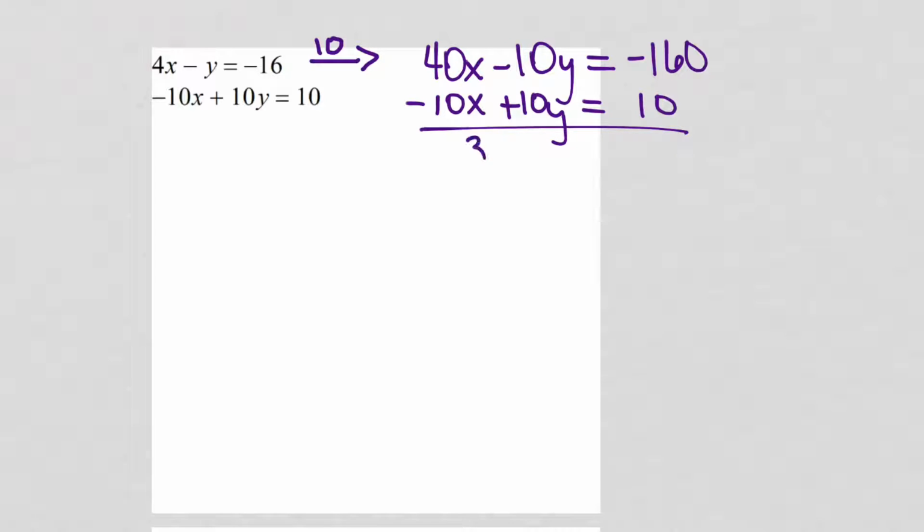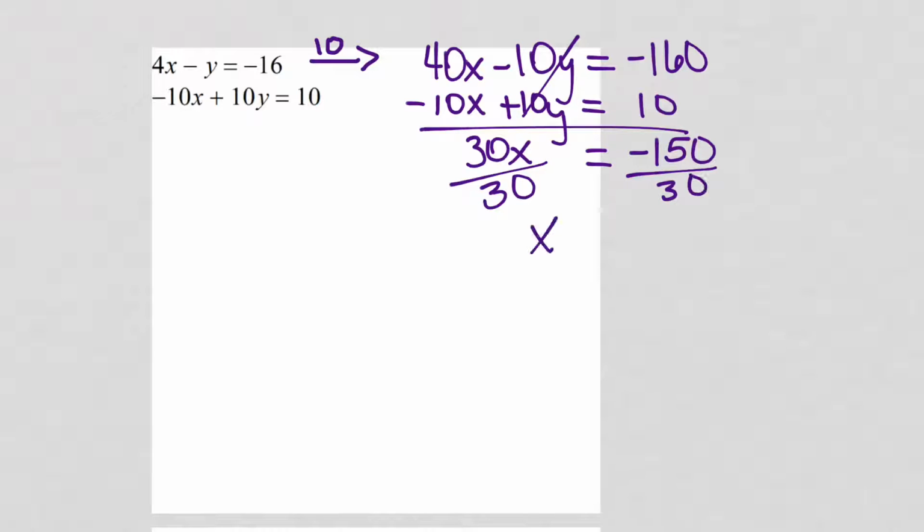40 minus 10x is 30x. My y's disappear because negative 10 plus 10 is 0. Negative 160 plus 10 is negative 150. Divide it by 30. Divide it by 30. And x equals negative 5.